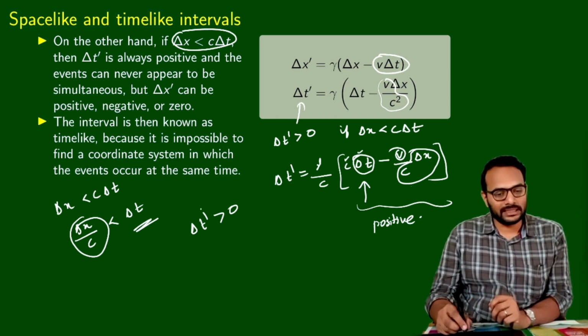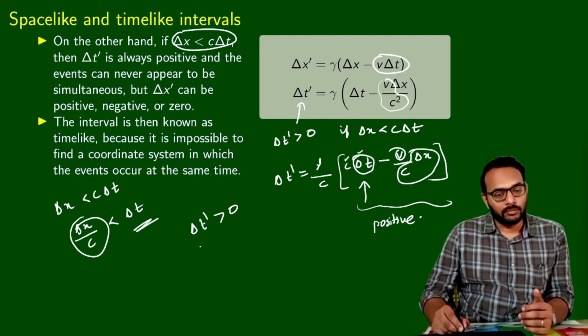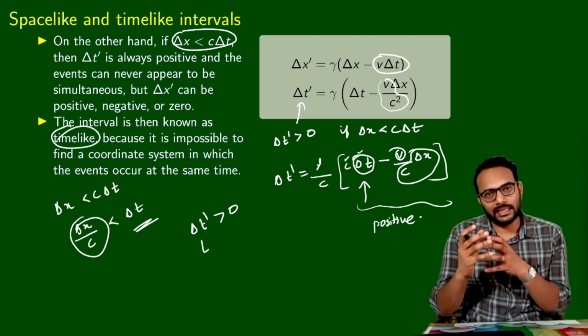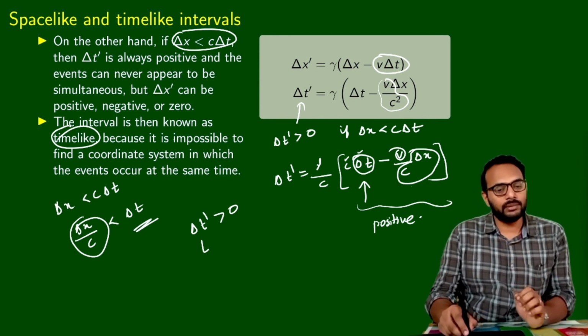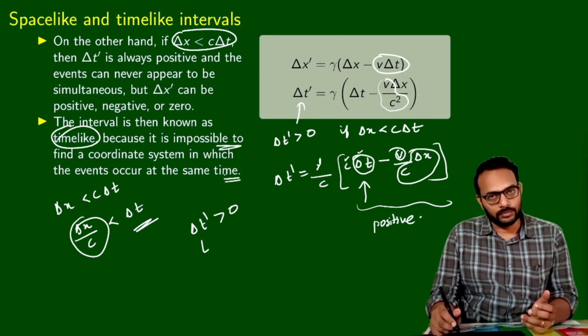In this case, we say that events A and B are separated by a time-like interval. We call it time-like because it is impossible to find a coordinate system in which the events occur at the same time.